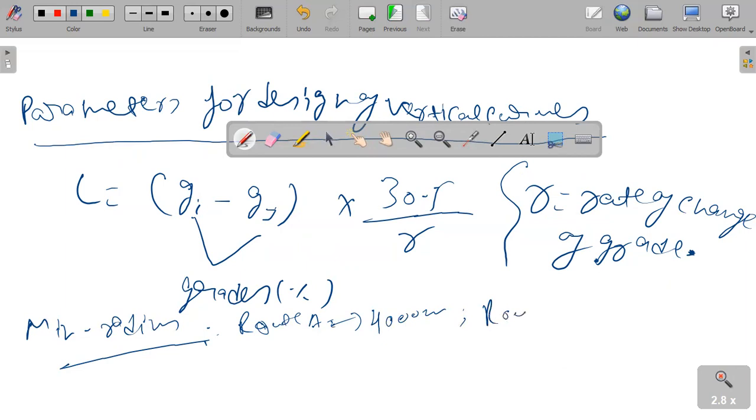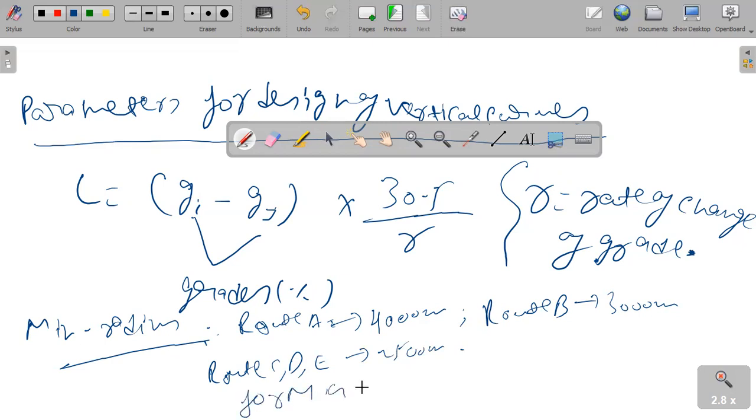For route B it is 3000 meter. For route C, D, and E it is 2500 meter. And for meter gauge, all routes have a minimum radius of 2500 meter.